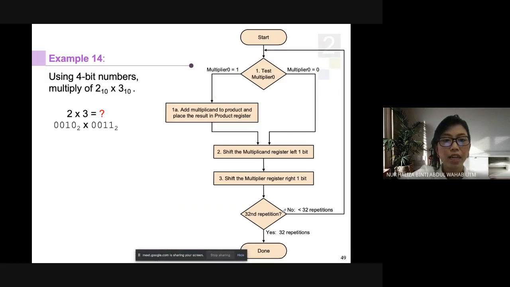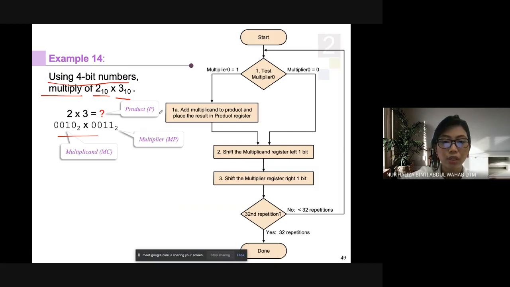Then, let's say you use 4-bit numbers, multiplying 2 decimal and 3 decimal. What will you get? So over here you change it to binary. Same goes here, you change it to binary. What is the multiplicand? MC, and then MP, and then product.